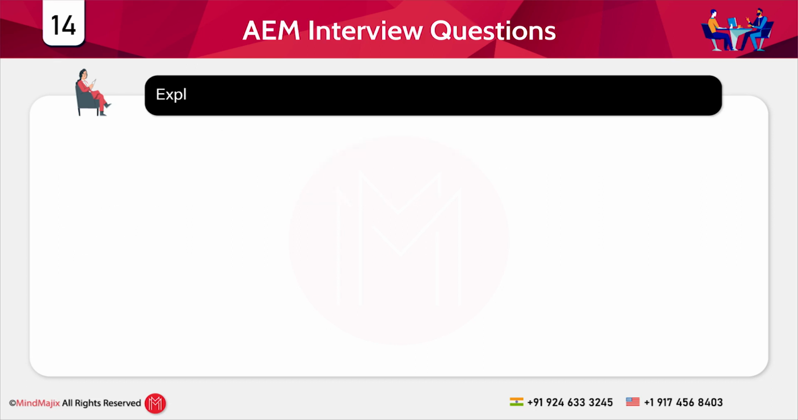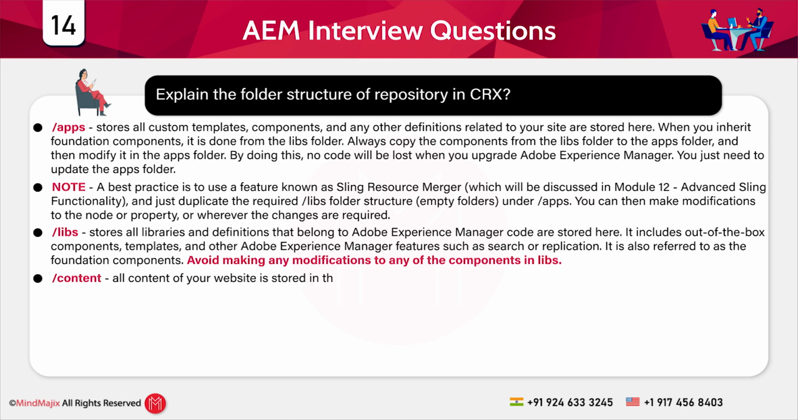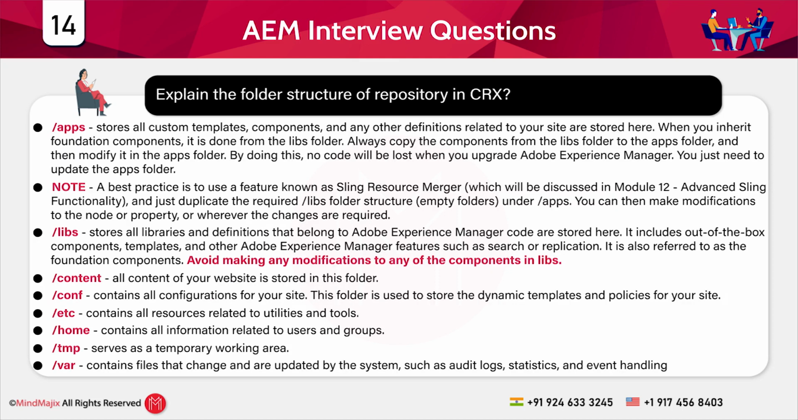And then, explain the folder structure of the repository in CRX. In apps we store all the custom templates, components, and other definitions related to your site. When you inherit a foundation component, it is done from the libs folder. Always copy the content from the libs folder to the apps folder, and do not modify in the libs folder directly, okay? Modify in the apps folder.